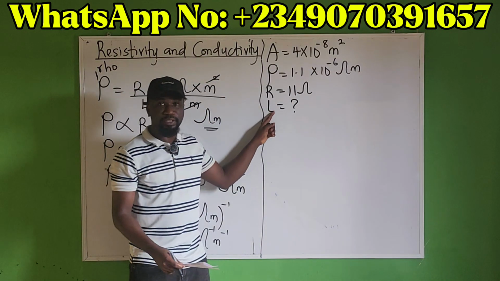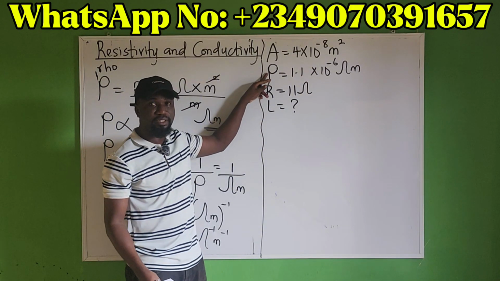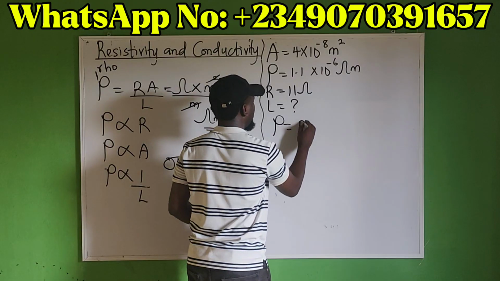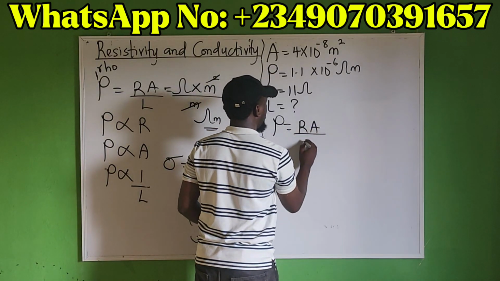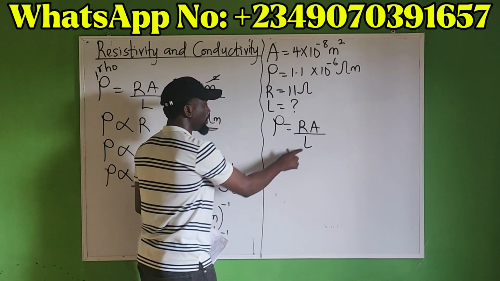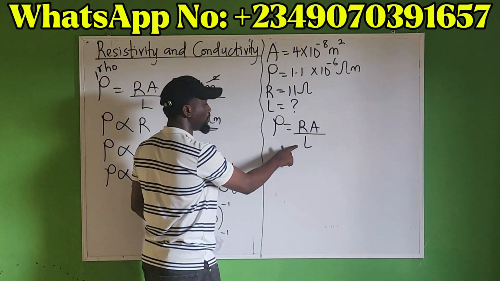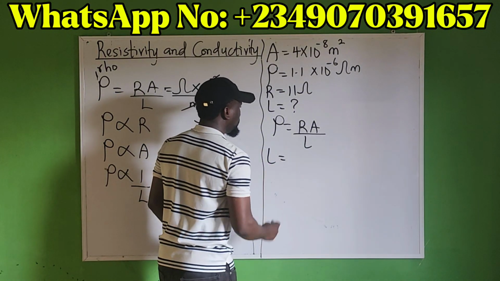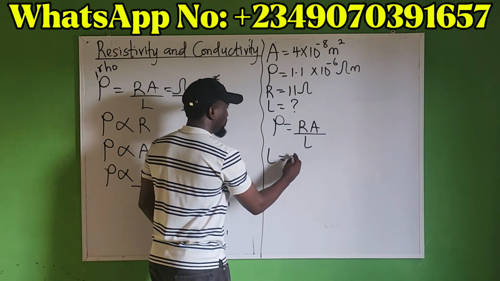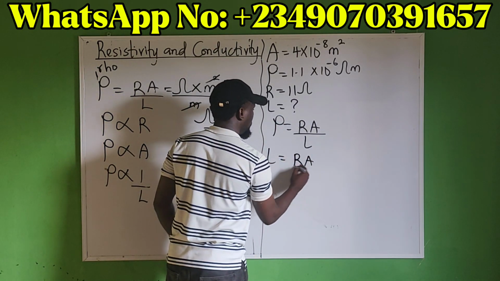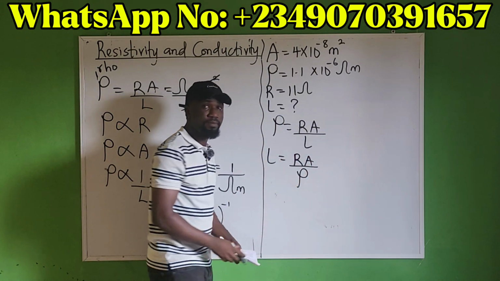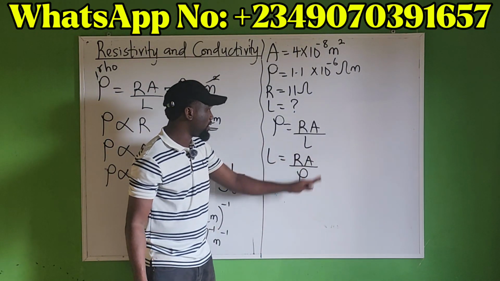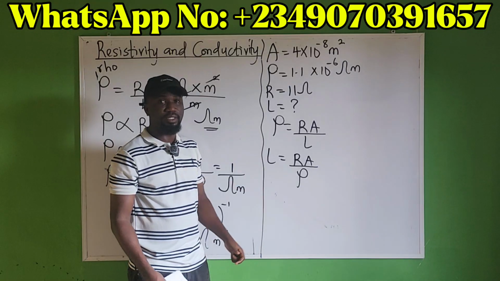So for us to get the value for the length, since we have resistivity here, what is the formula for resistivity? Resistivity is RA over L. So we want to get L. Let's make L the subject of the formula. If you cross multiply, you are going to have L is equal to RA over resistivity.